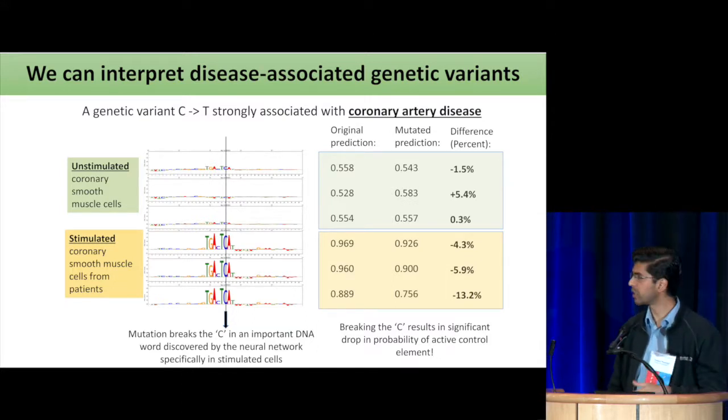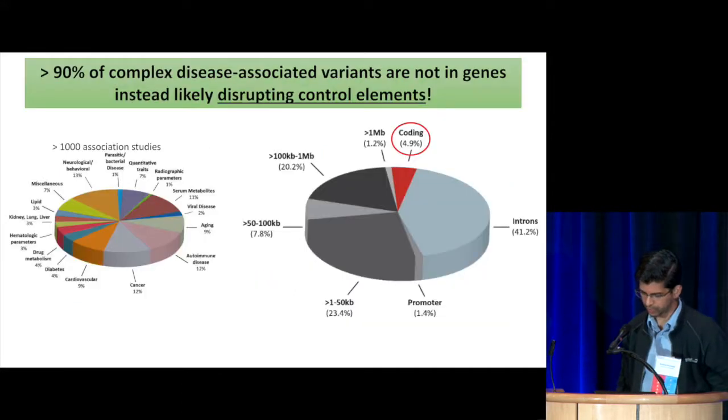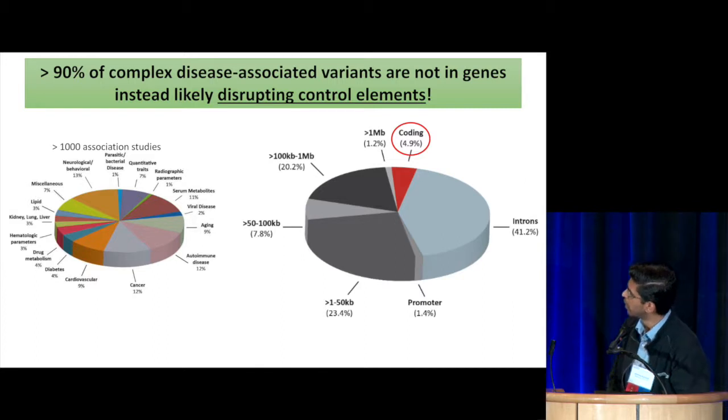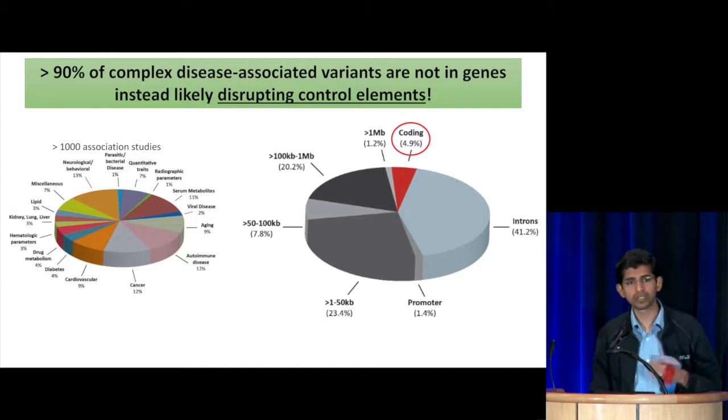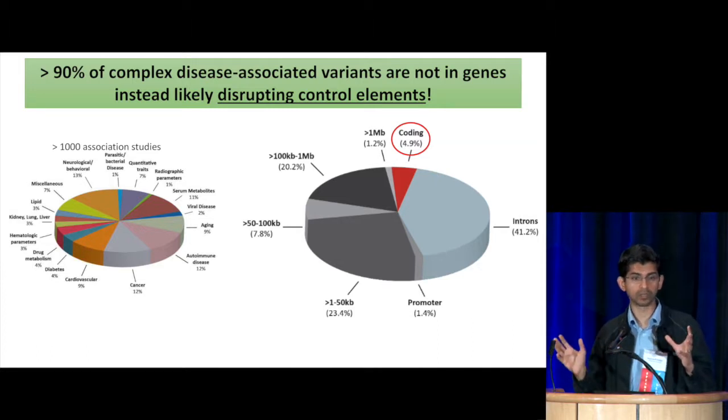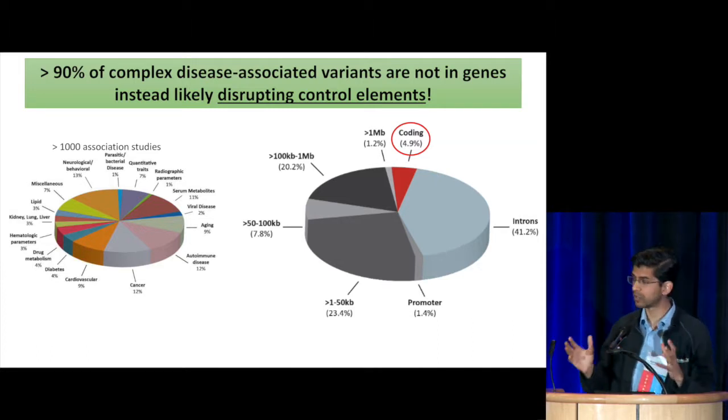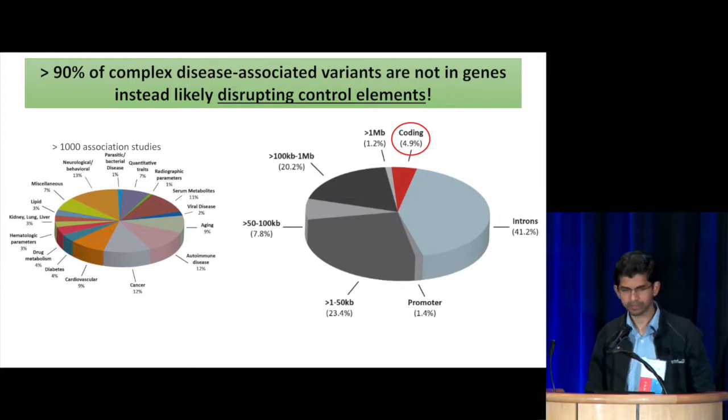Okay? And so we are doing this for a very large collection of genome-wide association studies, these studies that give us large collections of genomic variants associated with disease. And the reason this is really interesting is because only 5% of genetic variants associated with complex diseases actually break genes. The rest of them are very likely breaking control elements. So 95% of disease-associated variation we can now interpret using these kinds of models.